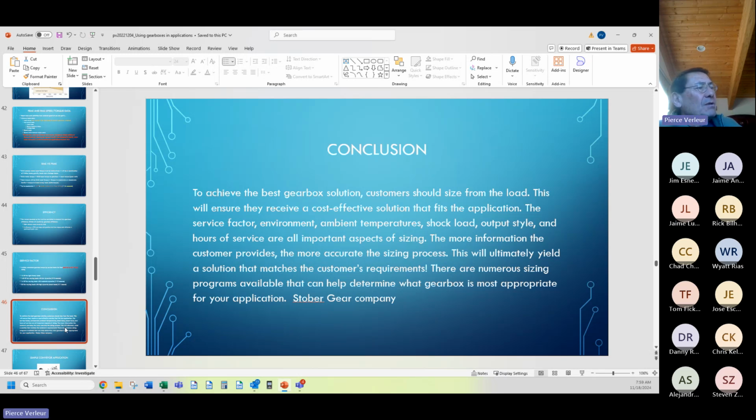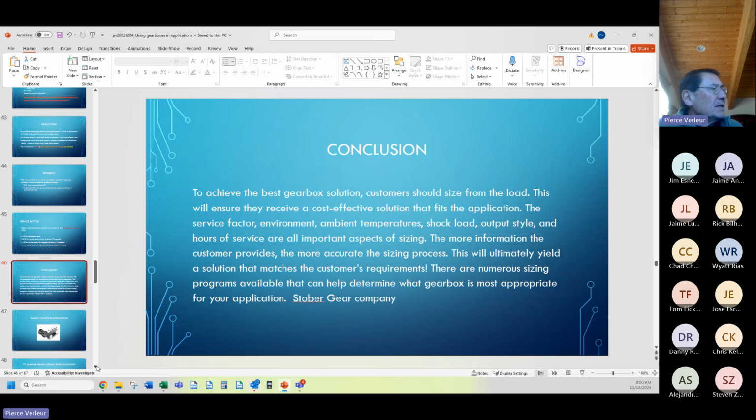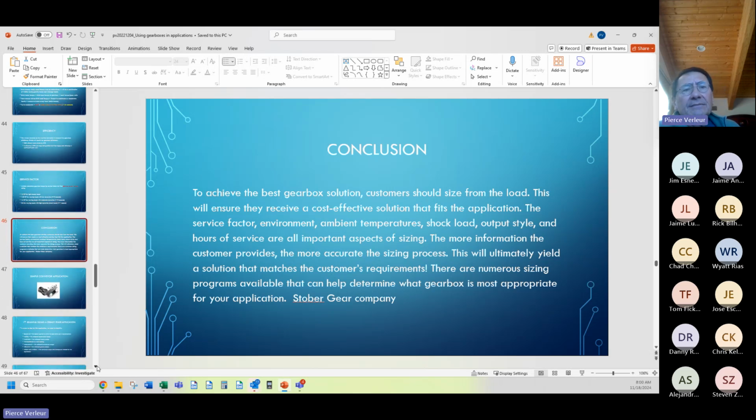I'll leave you to read this on your own. Remember I said the target shaft. The target shaft is the output, so you size from the load. And then you work backwards. You don't size from the motor and work forwards.